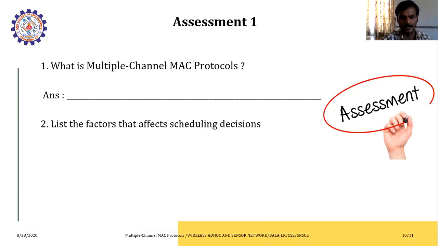What are the factors affecting the allocation? There are three major things. One will be delay, time and reservation. So I just want to recap today's class.